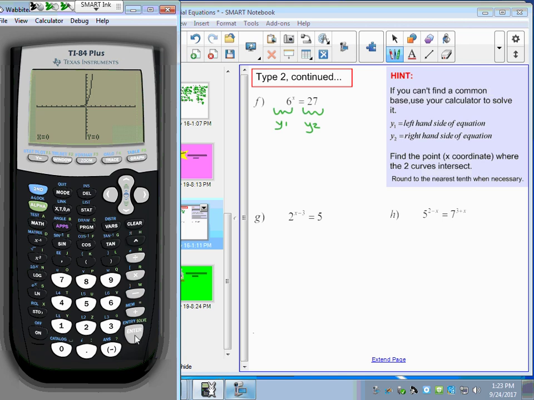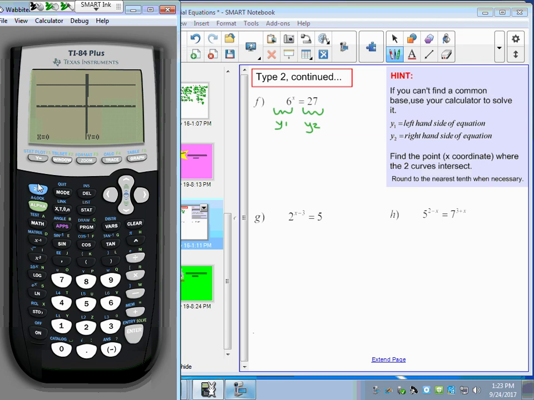Sometimes you'll have to play around a little bit with it until you're able to find it. Another thing that you'll be able to get better at is knowing what window settings you'll do. Okay, so there we can see our first line went straight up, but our 27 is finally on our screen. So what you can do now to find the answer is find the intersect.